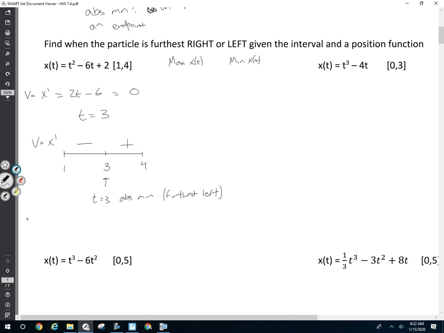Or my position is decreasing, then increasing. My minimum position must be here. Now the absolute max, or when I'm furthest right, has to be either at x of 1 or x of 4. And this is where we're going to have to check. I'm going to have to plug in 1. I get 1 minus 6 plus 2, which is negative 3. And I plug in 4, and I get 16 minus 24, which is negative 8, plus 2, negative 6. So t equals 4 wins.